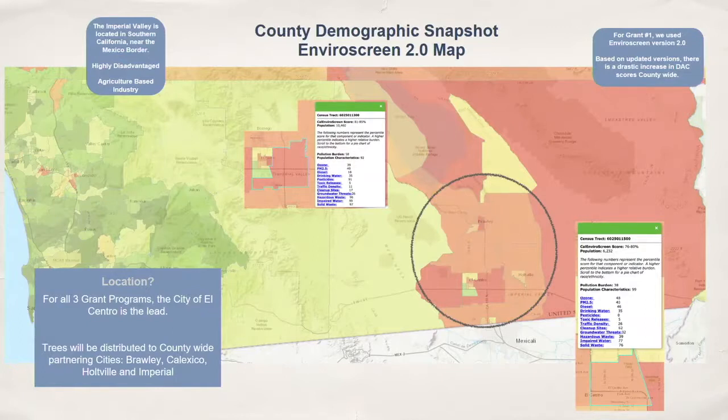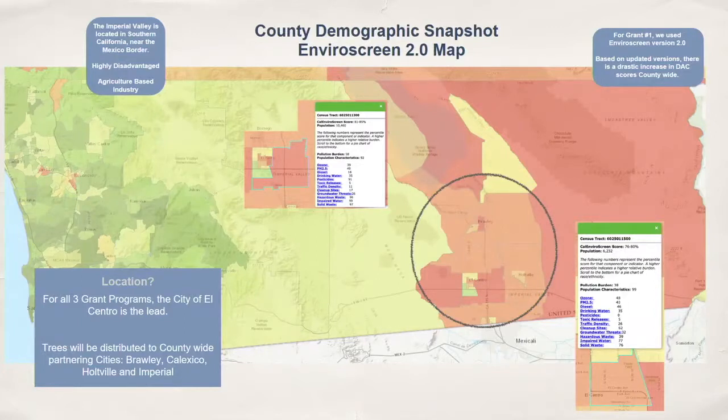As you can see right here, we're highly disadvantaged. We're bordering the Mexicali area, meaning we have high pollution from not only ag, but also from Mexicali. We have high unemployment, not a lot of education for urban forestry or anything environmental for that matter.